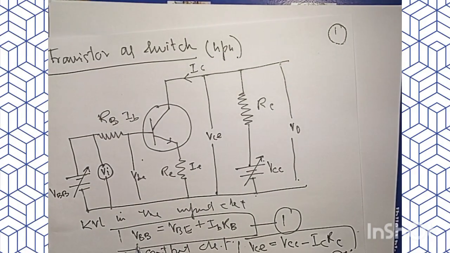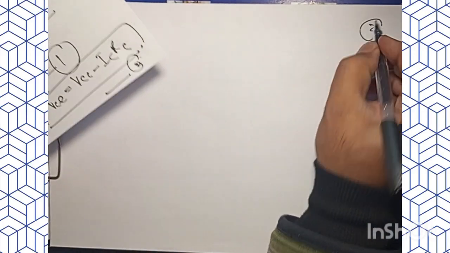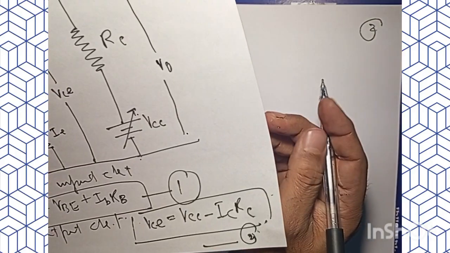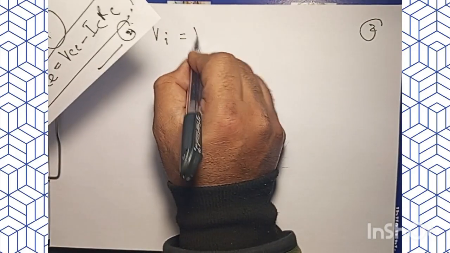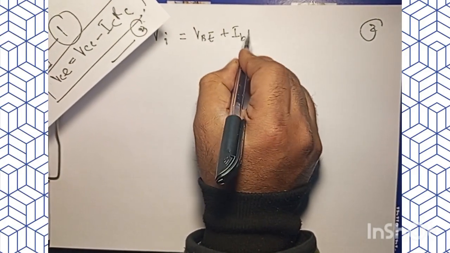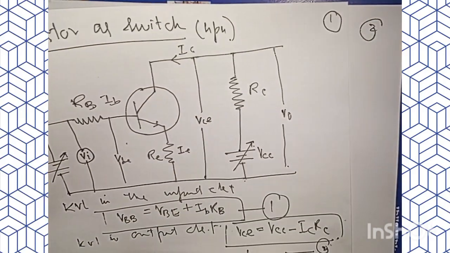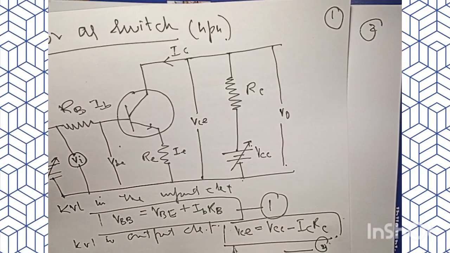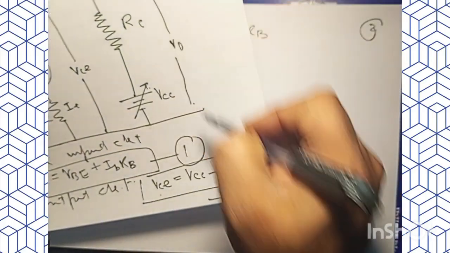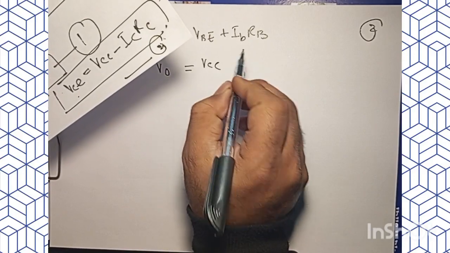If we proceed from here, VBB can be replaced by VI for this equation. So I can write VI equals VBE plus IBRB. For this VCE, I'm going to replace it by the output voltage V out. So V out is going to be VCC minus ICRC.